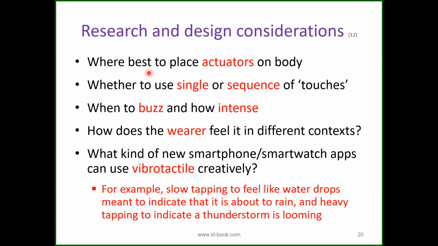Where is it best to place the actuator on the body? Whether to use a single or a sequence of touch vibrations, how to buzz and how to make the intensity of the buzz more, and how does the wearer feel. It is different in different contexts. For example, we might have one vibration to say something, two vibrations to say something else, three vibrations to say something else. So how will the user learn the difference, like what the single nudge means, and so on.